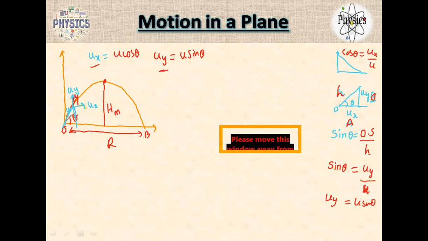Initially, I am talking about only this path. When I give the u, immediately resolve it into two components. So these are my ux, uy, and what are these actually? These are the initial components of my projectile. I am assuming these two are the initial points, but the final point I want to describe at maximum height. So let me check first.